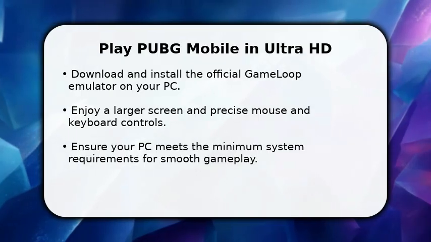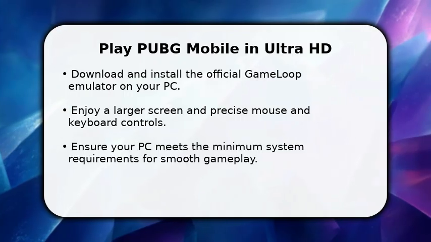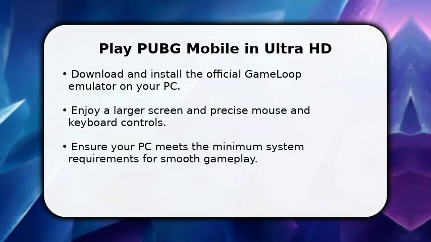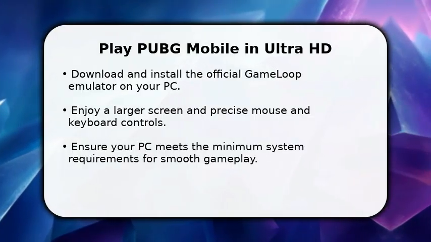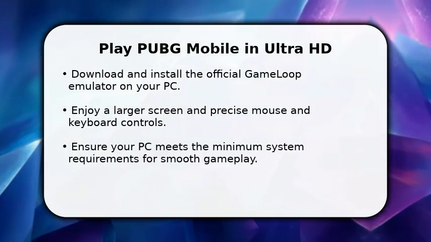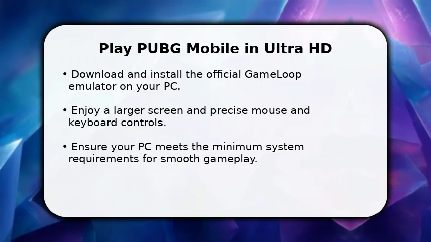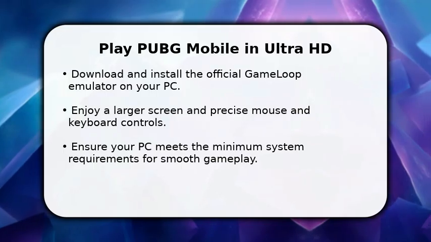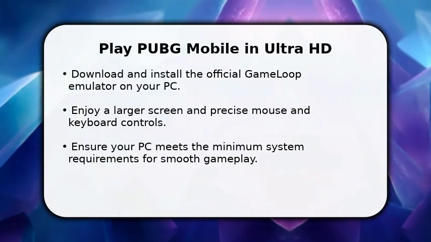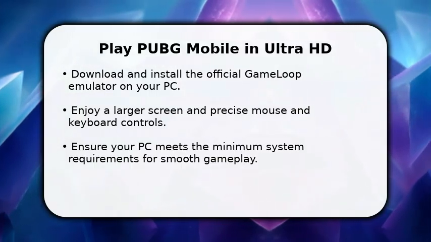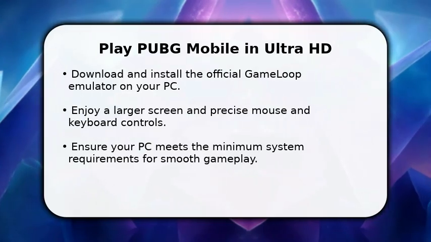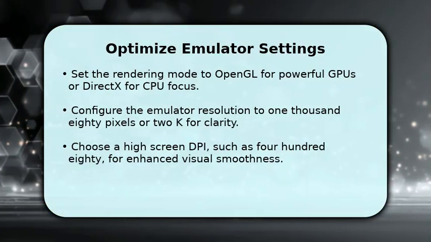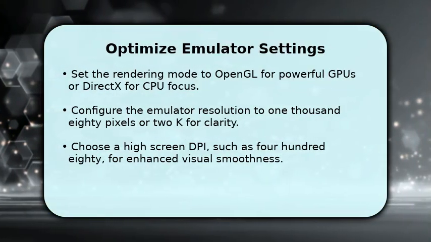In this video, I will explain how to play PUBG Mobile on PC in Ultra HD. First, you need to download and install the official Game Loop emulator, which is specifically designed for PUBG Mobile. This allows you to enjoy the game on a much larger screen with the precision of a mouse and keyboard, offering a significant advantage. Make sure your computer has at least 8 GB of RAM and a dedicated graphics card for the best experience.